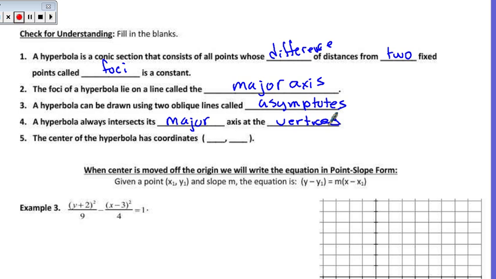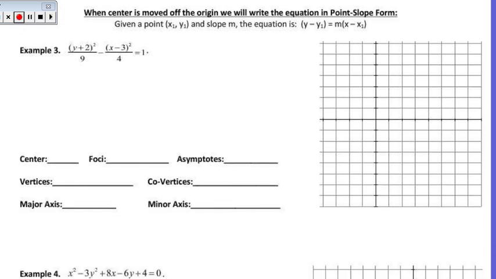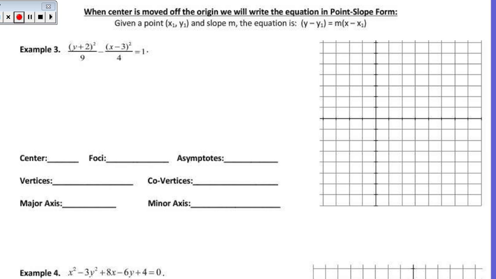The center of the hyperbola has the (h, k), just like all our other shapes did. Examples 3 and 4, we're going to be moving off the origin. So let's take a look at those. Again, they're shifting with that minus h, minus k, just like we've done in all other problems.